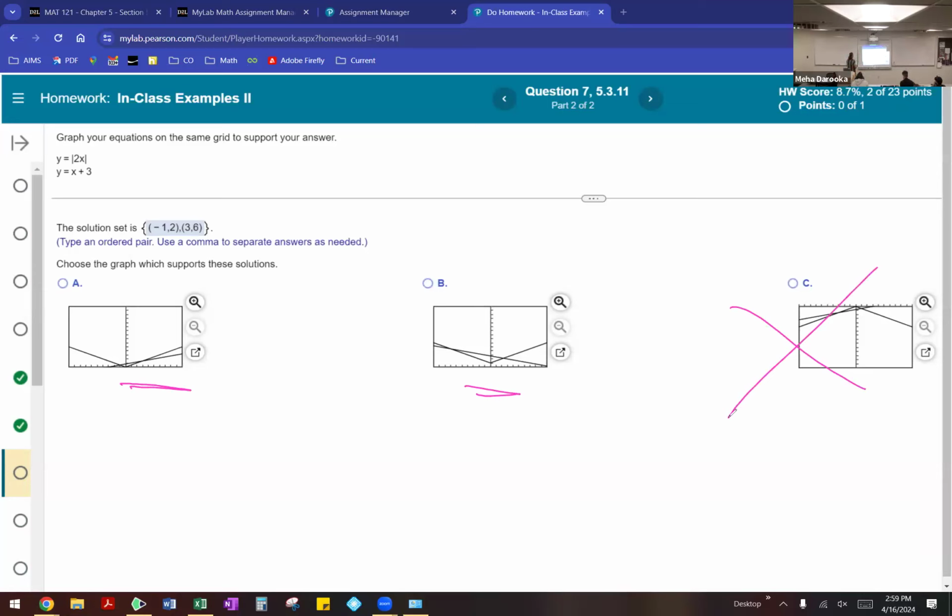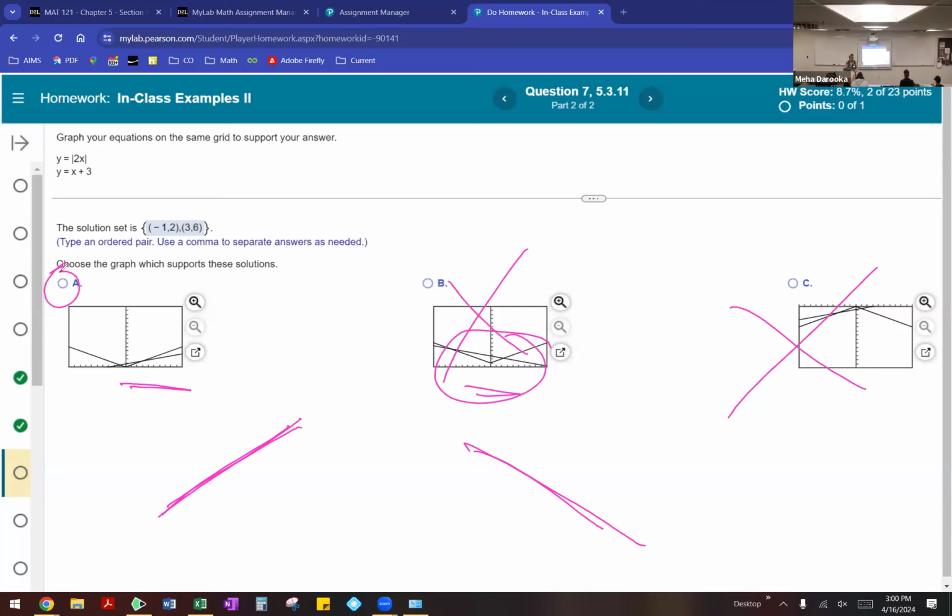The other thing we know is positive x plus 3 as the other equation is going to be a straight line with a slope of 1 and a y-intercept at 3. And we know it's a positive slope. So if it's a positive slope, we know the line has to be going up like this. With negative slope, the line goes down, right? So you can see this guy here has a negative slope on that straight line. So that's not going to be your graph either. So the only one that meets the requirements is actually graph A.